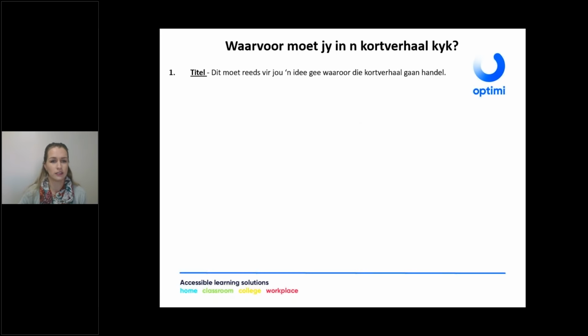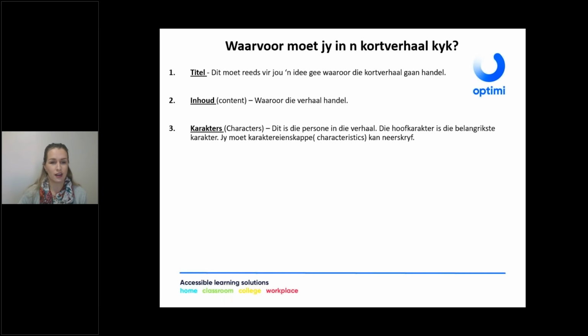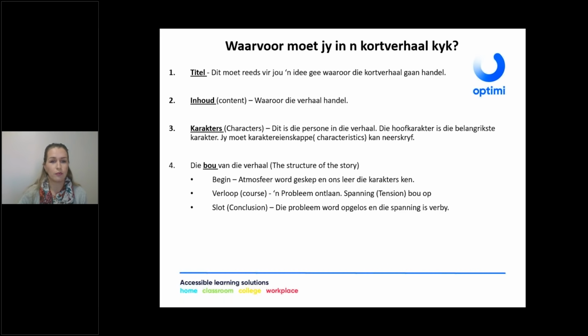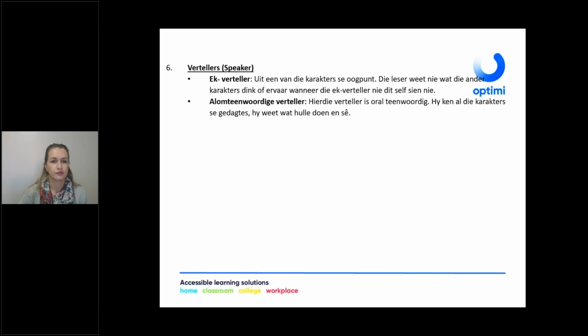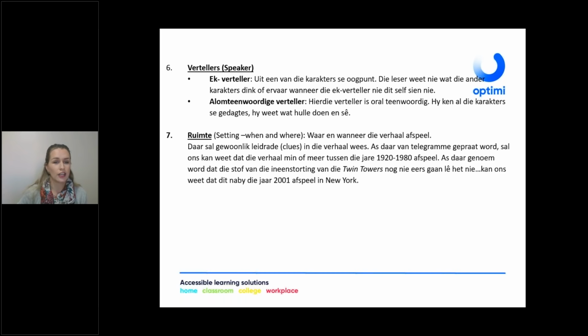Okay, we're going to look at the title, the inhoud, the content, the karakters, the bou van die verhaal. When we talk about the bou, it's the structure, the beginning, the course, the conclusion. Okay. Die konflik, innerlike en uiterlike konflik, that's the internal and external conflict. Dan die vertellers of die speakers, is dit 'n ek-verteller of is dit 'n alomteenwoordige verteller? Dan die ruimte, the setting, when and where does this happen?